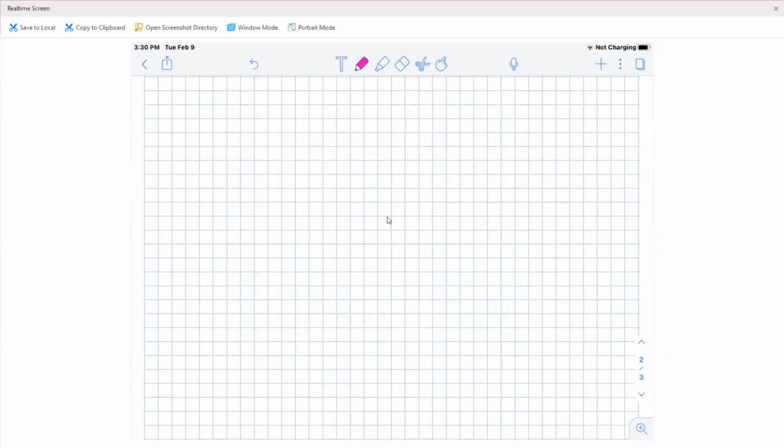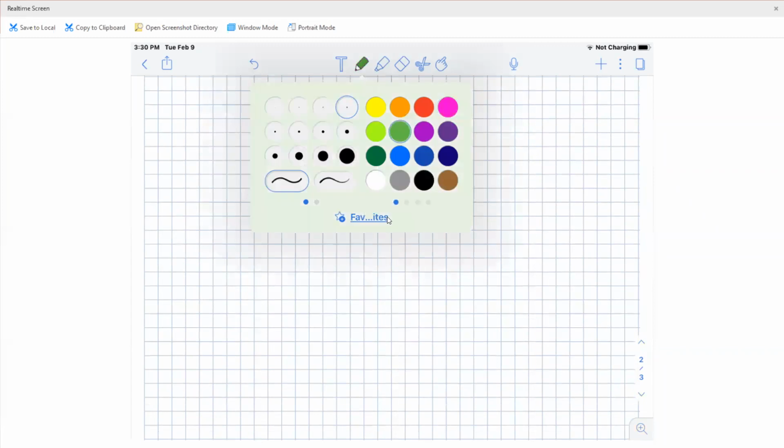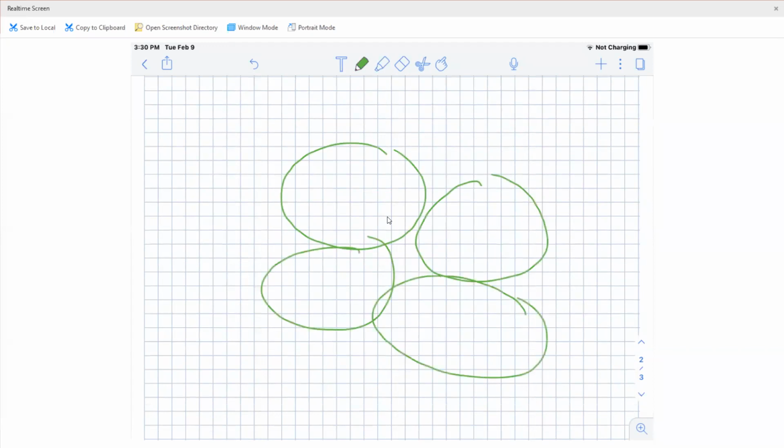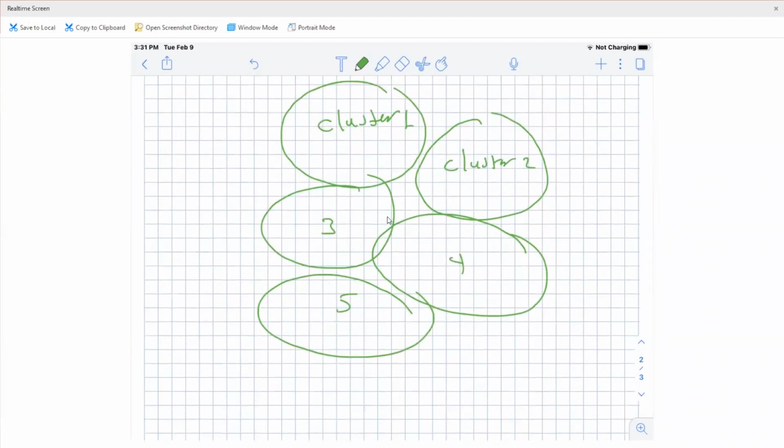Now, assume that we have a system. This system has, for example, 5 clusters. This will be cluster number 1, cluster number 2, 3, 4, and 5. Now, can anyone tell me what will be the output bandwidth? 5 bandwidths.